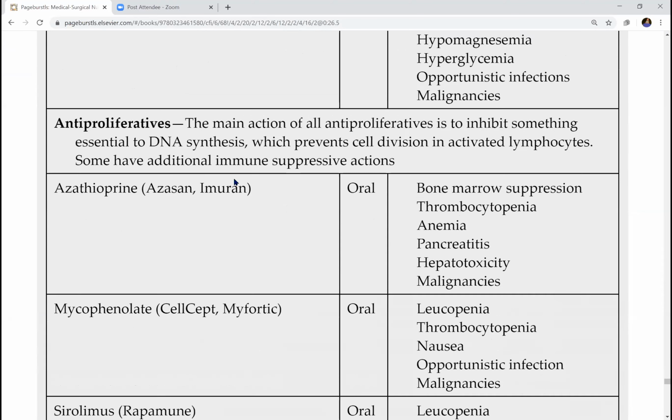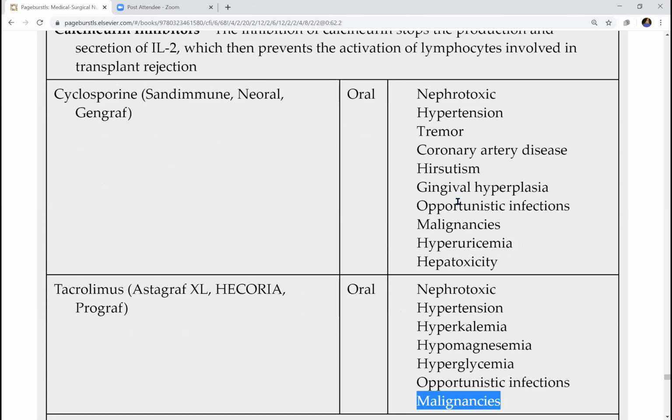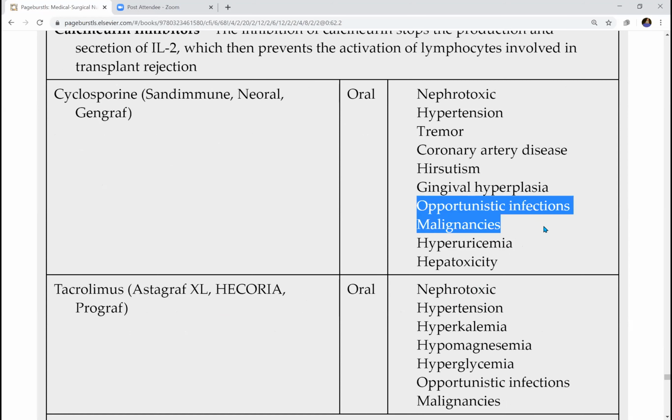Interleukin-2 is responsible for the growth and differentiation of T lymphocytes and enhancing natural killer cell activity against cancer. So it would only make sense that one of the side effects of calcineurin inhibitors will be malignancies. Cyclosporin and tacrolimus are the two commonly used calcineurin inhibitors. Malignancy is one of their common side effects, as well as, of course, opportunistic infection, because they will suppress the immune system.